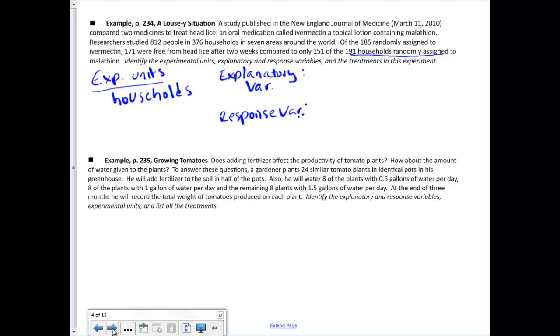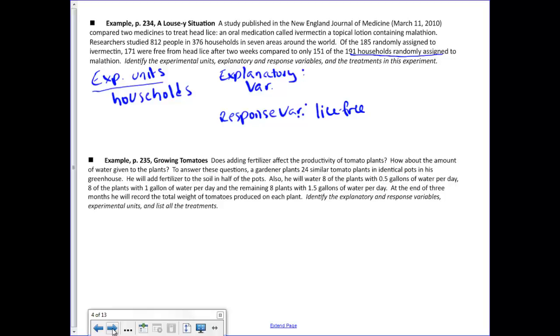Yeah, how quickly the lice goes away. So the response variable, what do we want to know? Are these households lice-free? So like the response variable, are these people lice-free? And what are we doing? What's going to determine that?